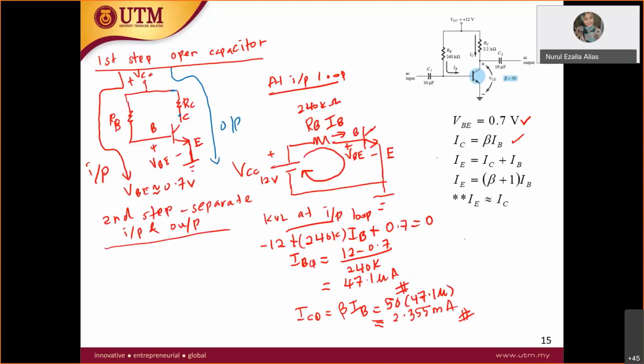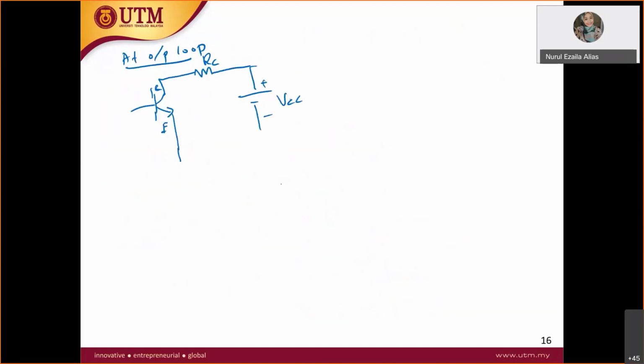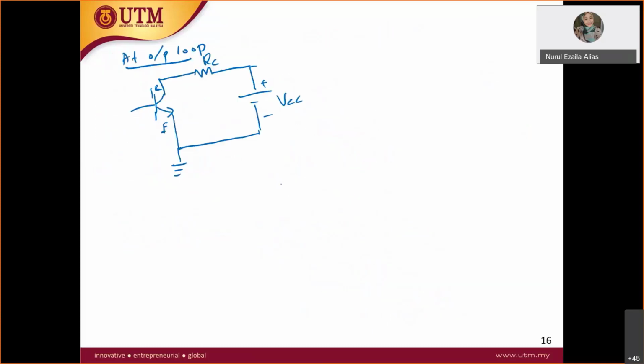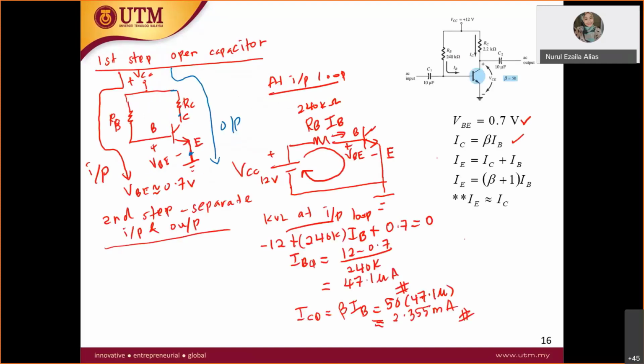Your emitter is to the ground, and the negative always goes to the ground. So this is your equivalent circuit. RC is equal to 2.2K and VCC equal to 12 volt. In the input loop you have a voltage junction, which is VBE.